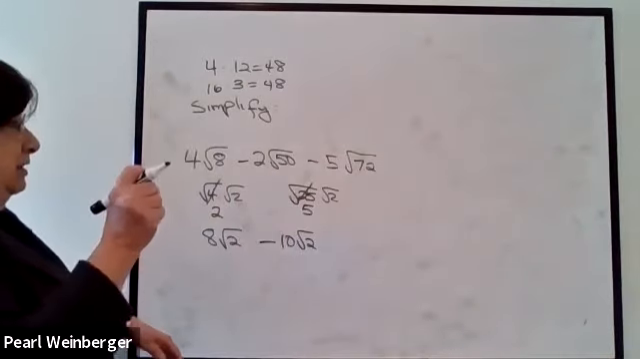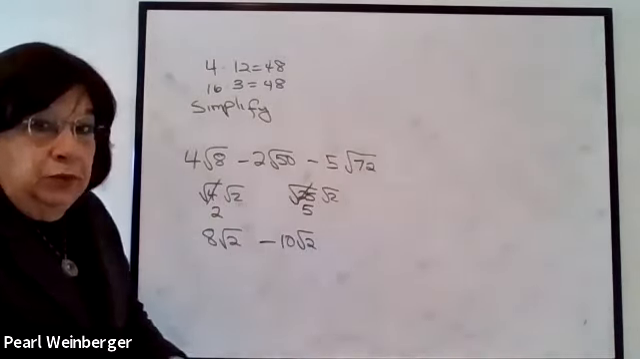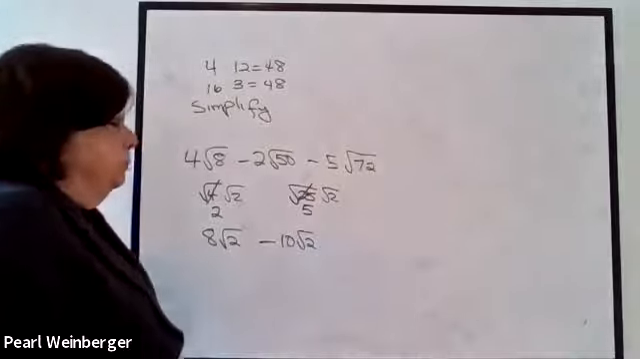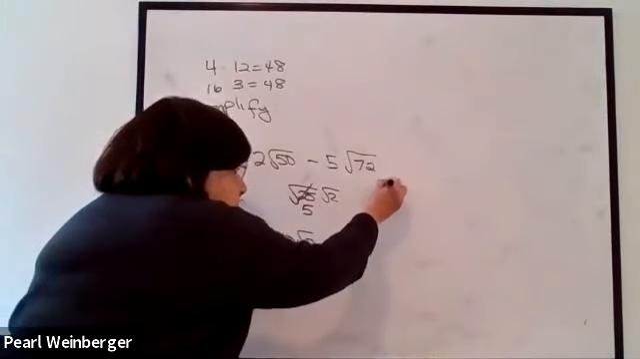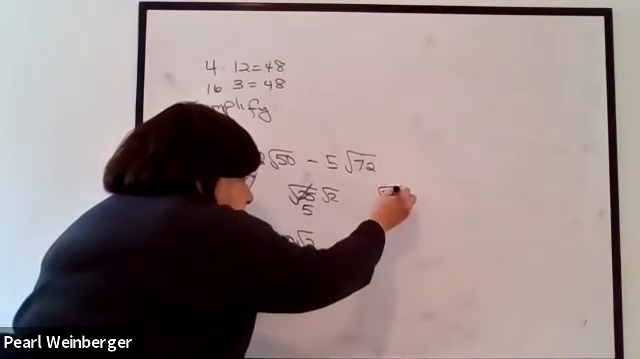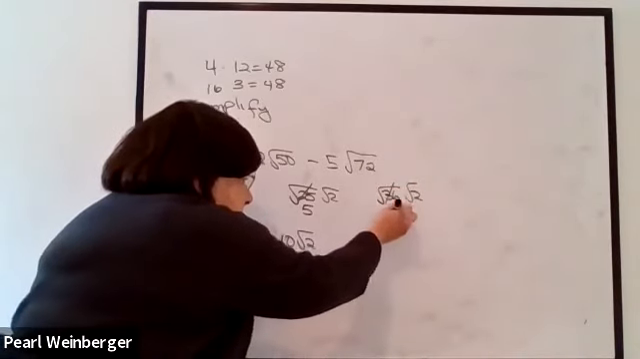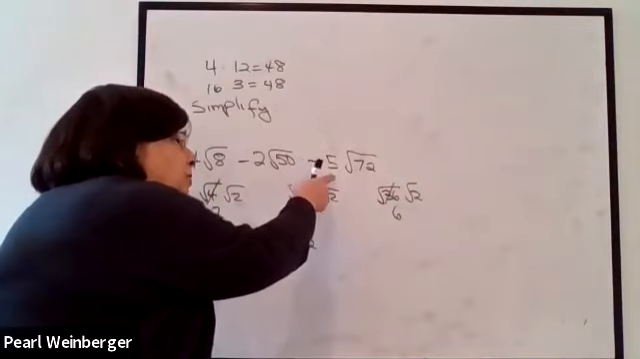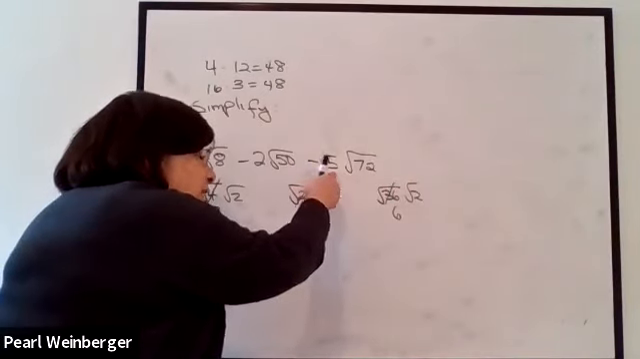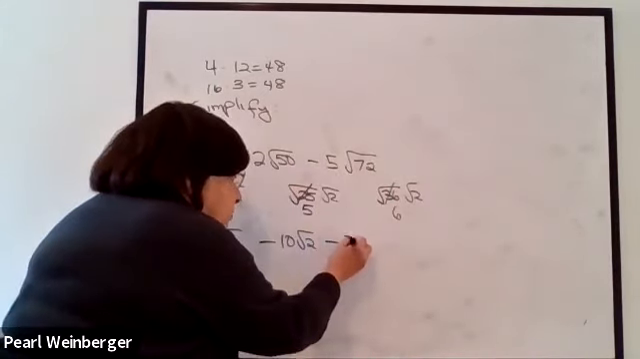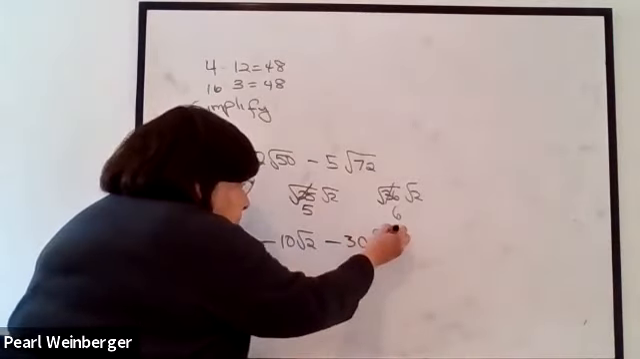And finally, 72. If you divide 72 by 2, you get 36, which is a perfect square. So this is going to become the square root of 36 and the square root of 2. And the square root of 36 is 6. I now have to multiply the 6 by this 5 here. So this becomes minus 30 radical 2.